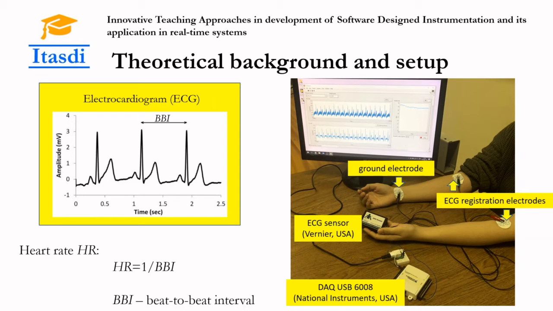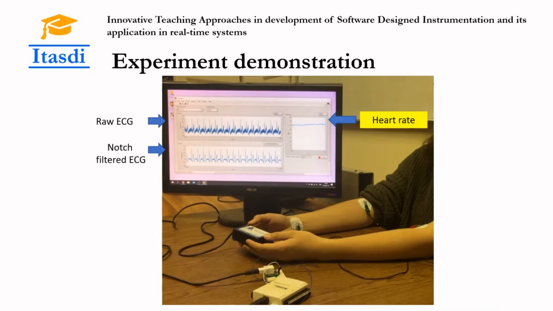The right figure presents the electrode setup for ECG recording in our demonstration. The first bipolar ECG lead configuration was performed. We have used the Vernier ECG sensor for amplification and USB-6008 for data acquisition.